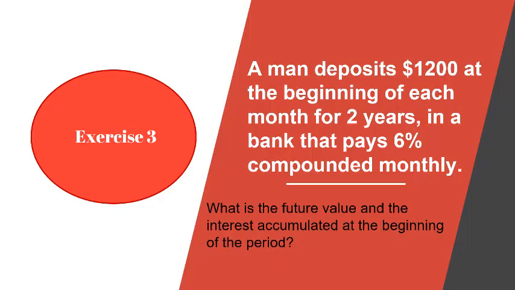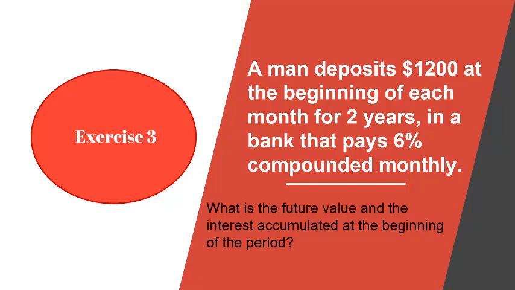Exercise number 3. A man deposits $1,200 at the beginning of each month for 2 years in a bank that pays 6% compounded monthly. What's the future value and the interest accumulated at the beginning of the period? In this example, we have R equal $1,200. At the beginning means the annuity is due, each month for 2 years.